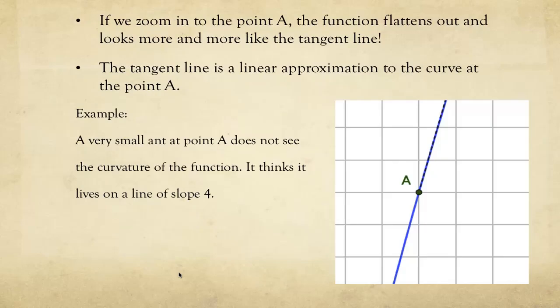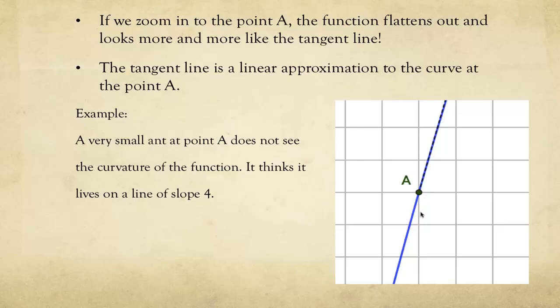Now if we zoom into the point a repeatedly, we notice that the function flattens out and looks more and more like the tangent line. The more you zoom in, the more the function becomes like the tangent line. In fact, if the ant is small, it does not see the curvature of the function. It thinks that it lives on a line of slope 4.